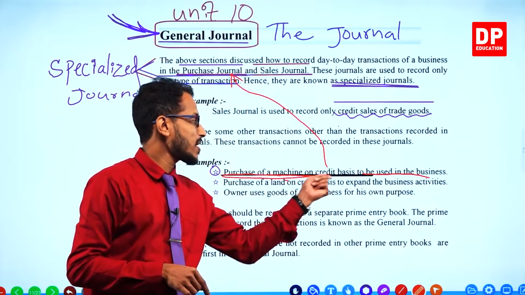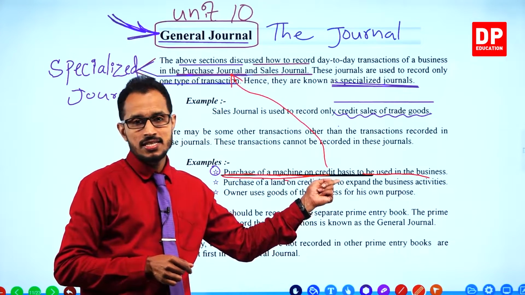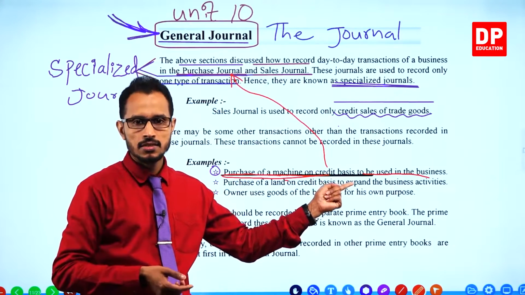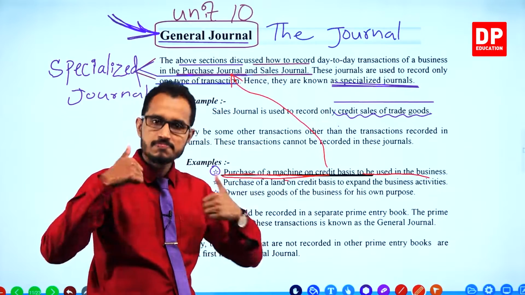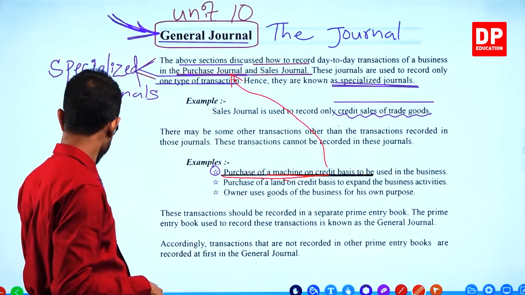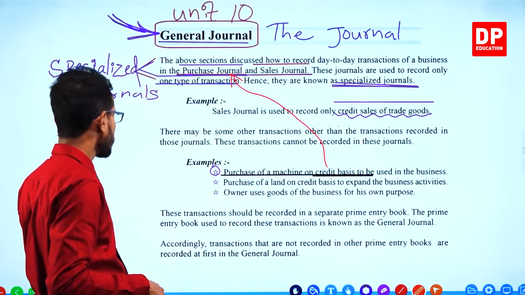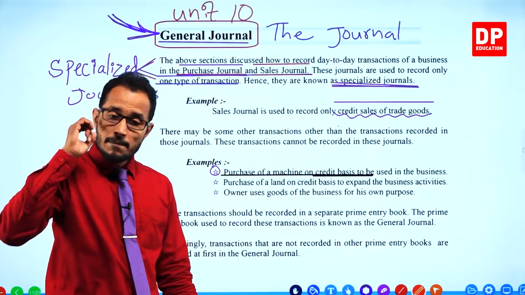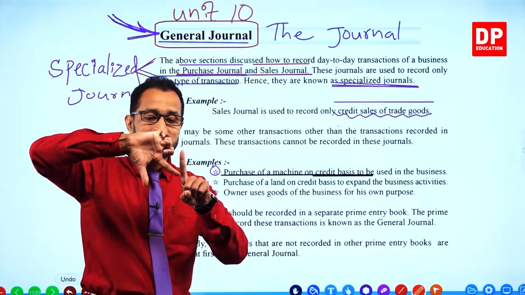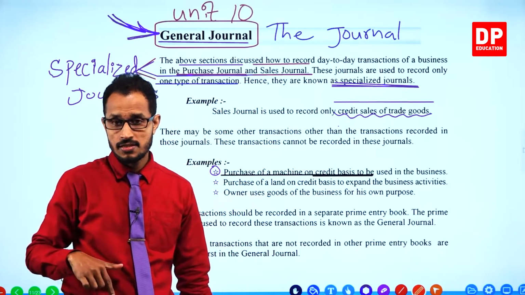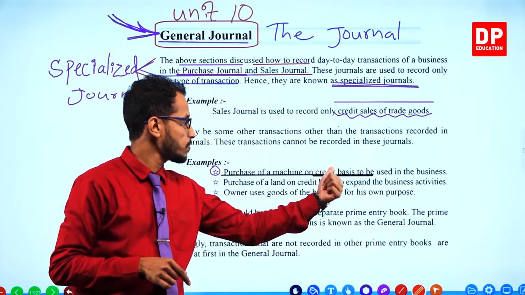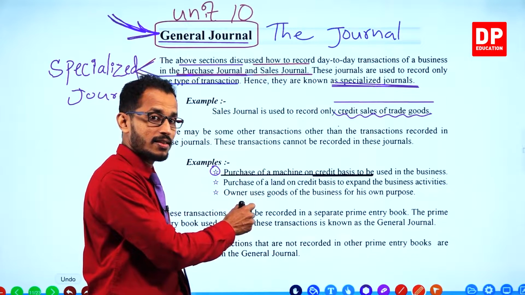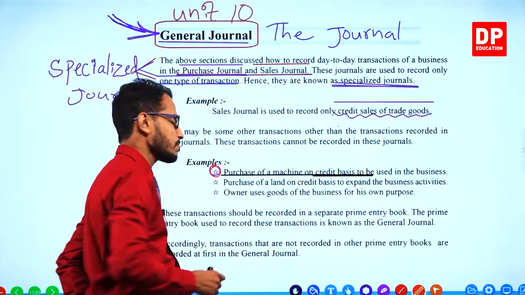This is not a purchase of trading goods. It is a purchase of a machine, an asset for the use of the business. That's right. That is the difference, children. That is the difference. So, purchasing of non-current assets on credit should be entered in the purchases journal, right?